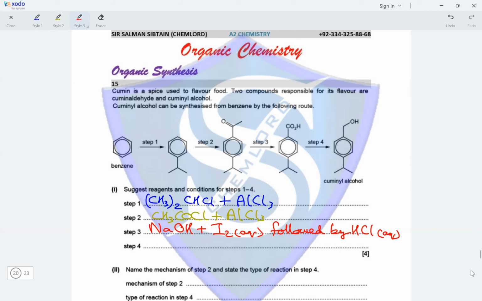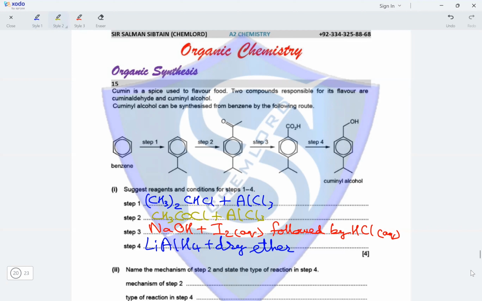And in step 4, the COOH is reduced into CH2OH, a primary alcohol, which is only possible when we reduce the carboxylic acid with LiAlH4 along with dry ether. This would reduce the carboxylic acid into a primary alcohol.